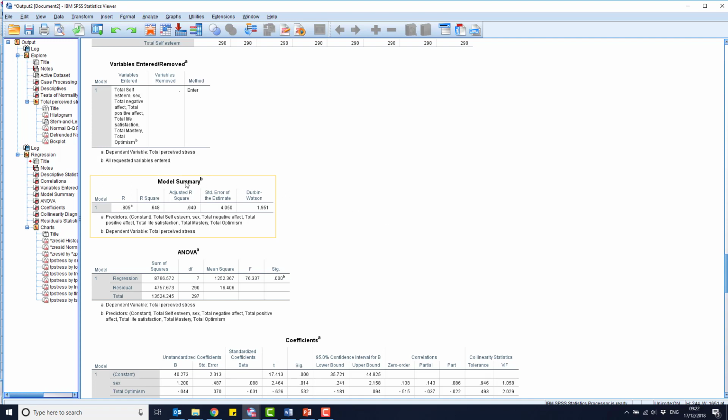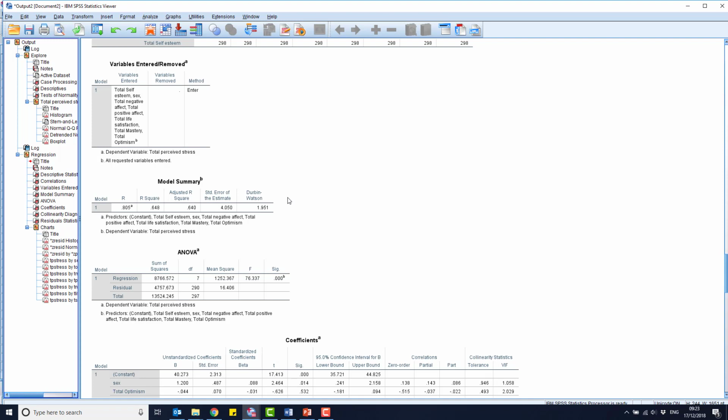The next box we're interested in is the model, and we're going to look at the assumptions here first before we do any interpretation of the actual model itself. What we're interested in is the Durbin-Watson, and that tells us if we have autocorrelation of error. So if there's something systematic going on in the error in the model, so the difference between predicted and observed scores for each person, that should be independent of the other person, and so on.